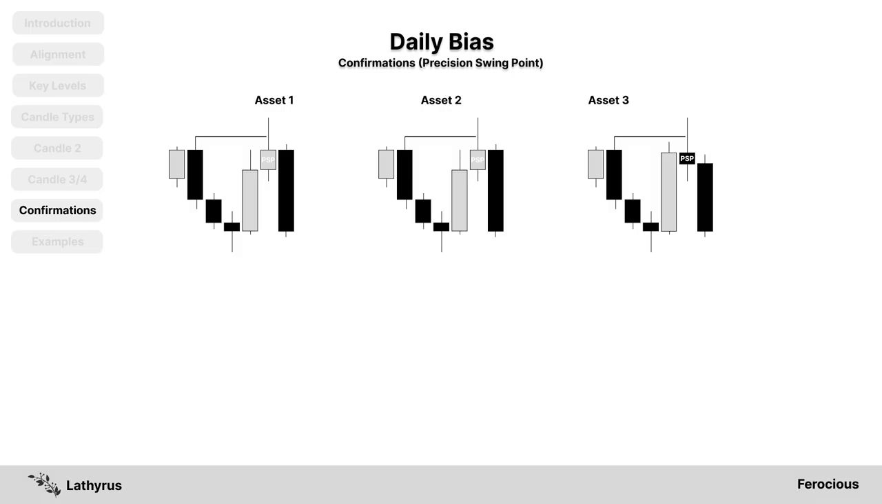And of course this is fractal, so you can apply this to a 4-hour candle as well, for example, to form a low of the day or high of the day. And you can use this on the daily to form a high or low of the week.